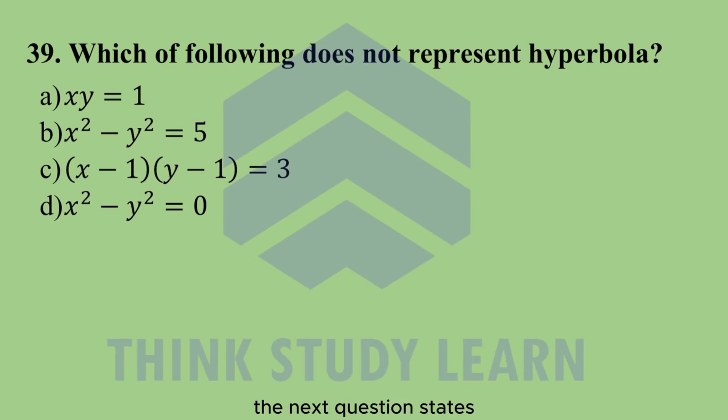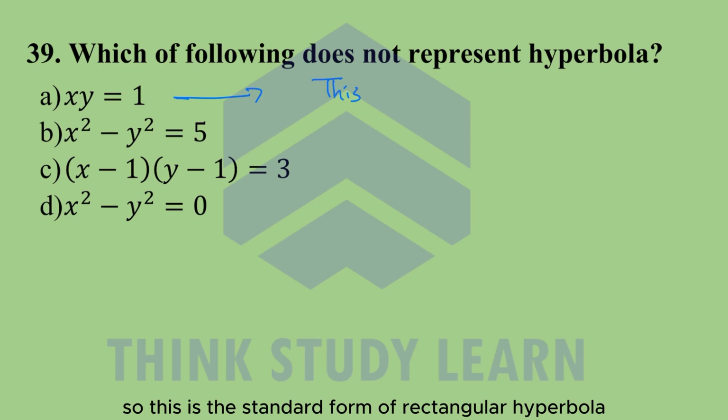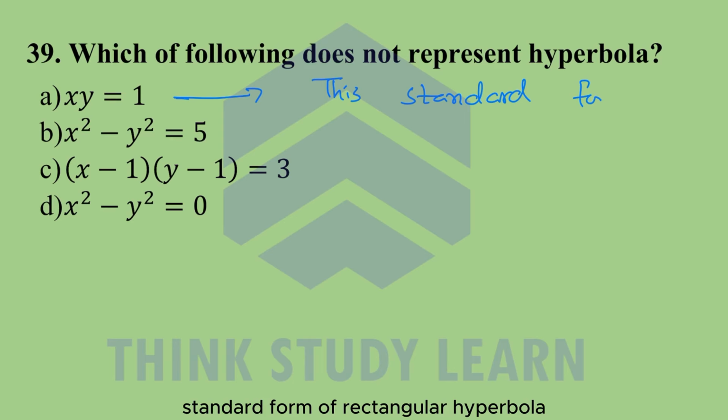The next question states, which of the following options does not represent a hyperbola? So looking at the options here, the first option is xy is equal to 1. So this is the standard form of a rectangular hyperbola.